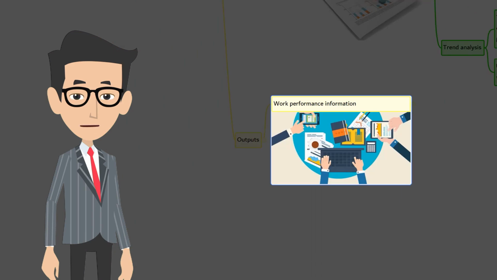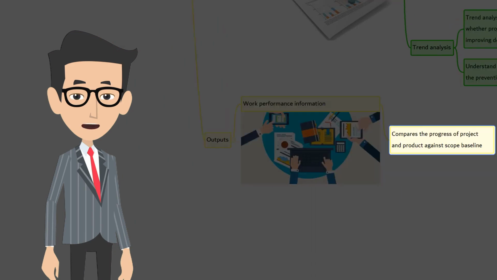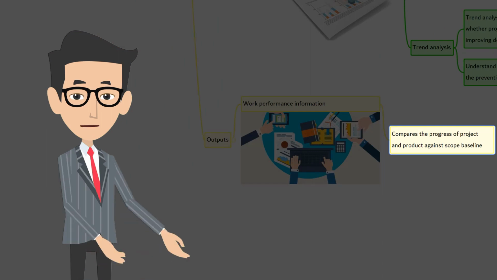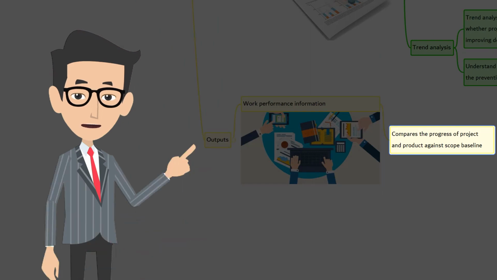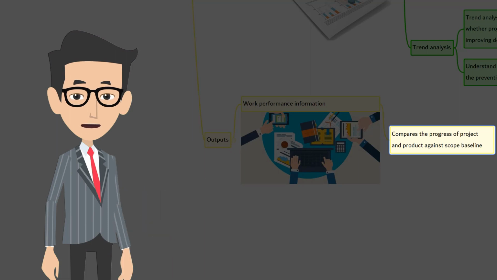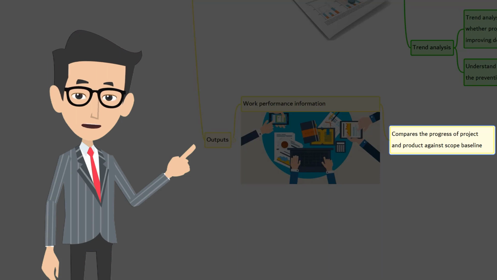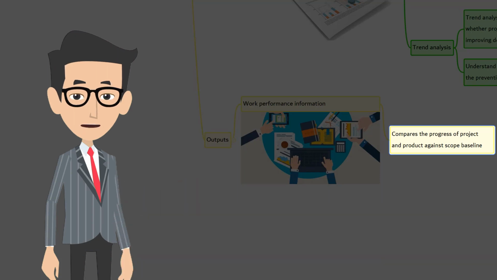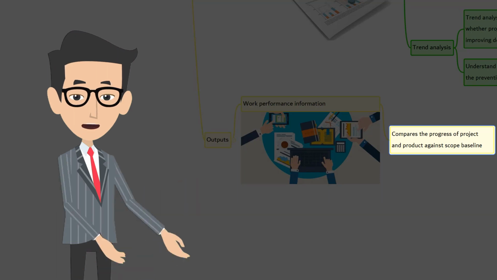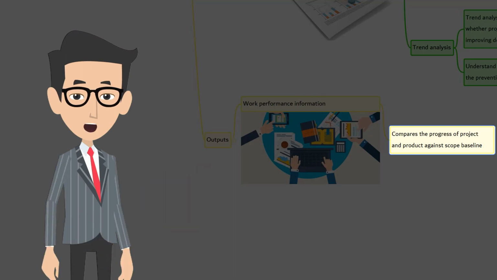First, work performance information. Work performance information indicates how well the project and product scope are progressing with reference to the scope baseline. This includes information such as changes received, identified scope variance, and how this variance of scope, schedule, and cost will impact the forecasted future performance. This helps the project team to get prepared with corrective and preventive actions.